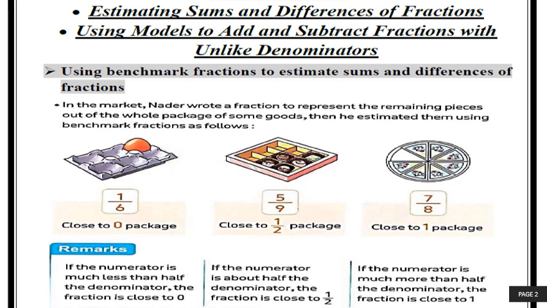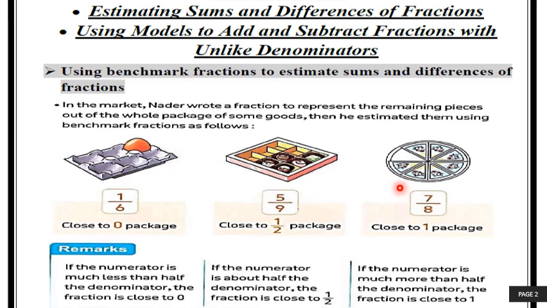What do you see here in the first picture? We have only one egg from 6 pieces. So the fraction is 1/6. 1/6 is close to 0 package. The second, we have 5 pieces of sweets from 9. What is the half of 9? 4.5. So 5 here is close to half package.